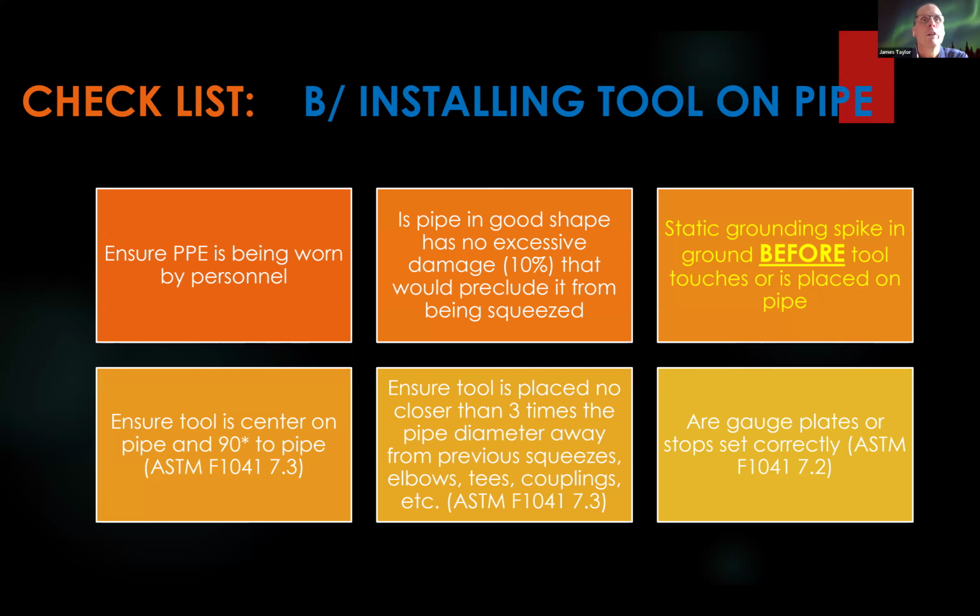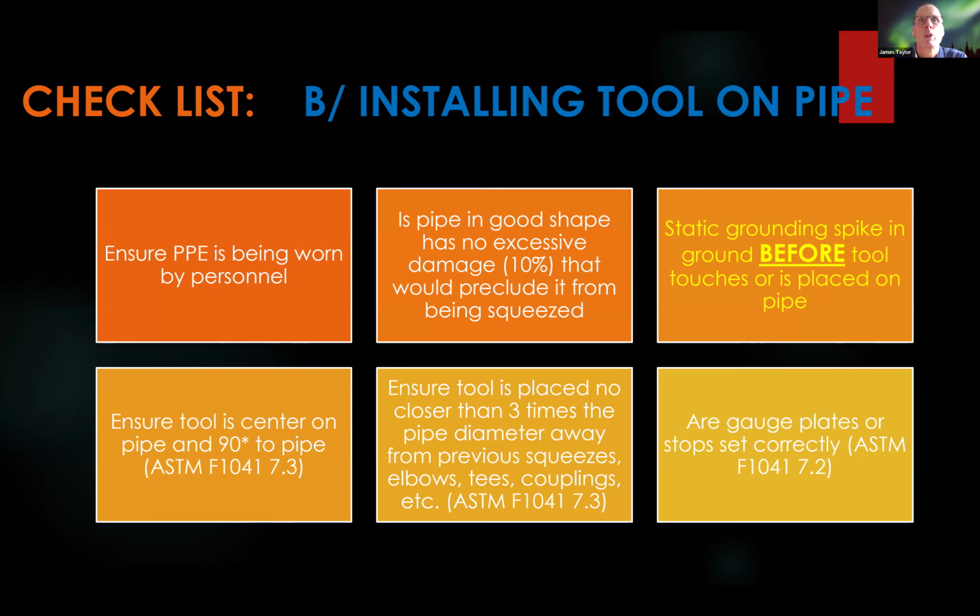Ensure the tool is centered and square, 90 degrees. So bird's eye view is at 90 degrees square to the pipe. Landscape view is at 90 degrees to the pipe. And is it centered between the shafts, the sides of the tool? We don't want to have it go too close to one side or the other. We want to squeeze as minimal surface area as possible.